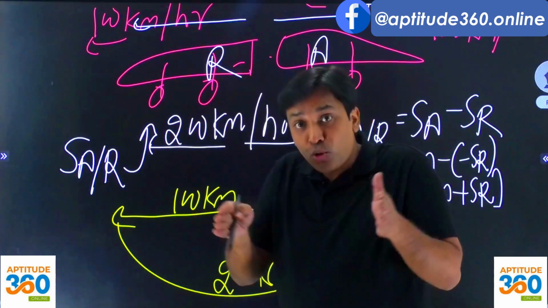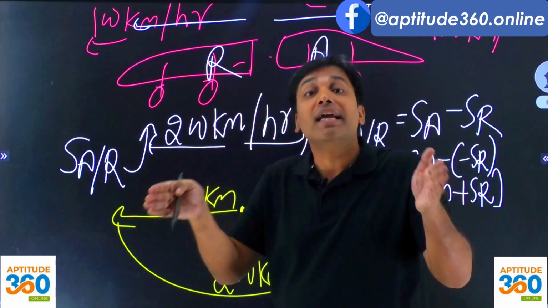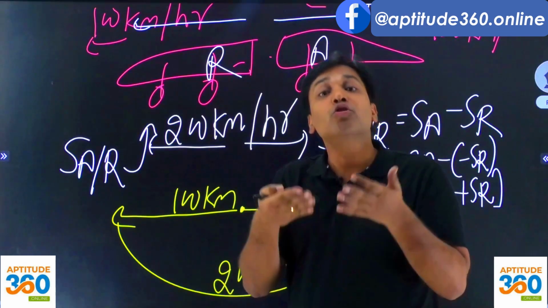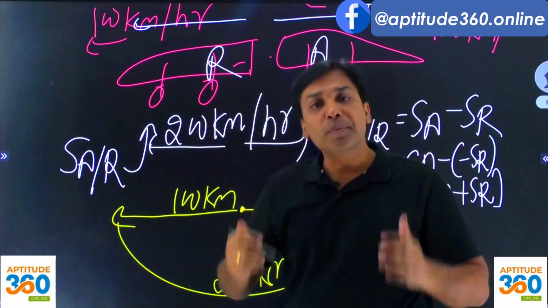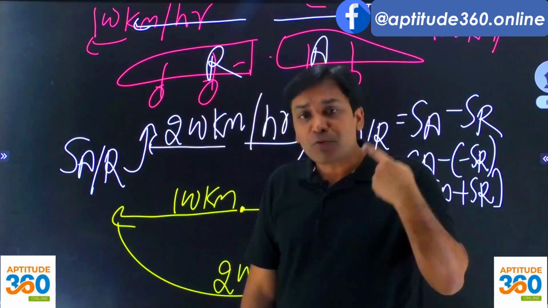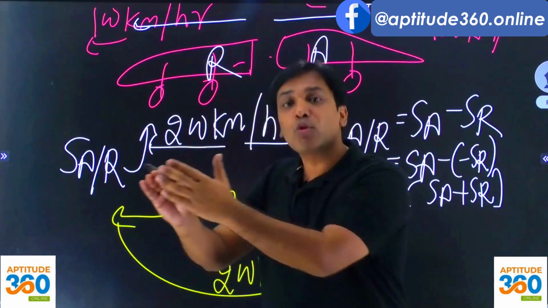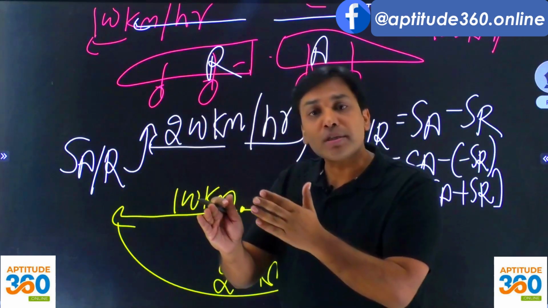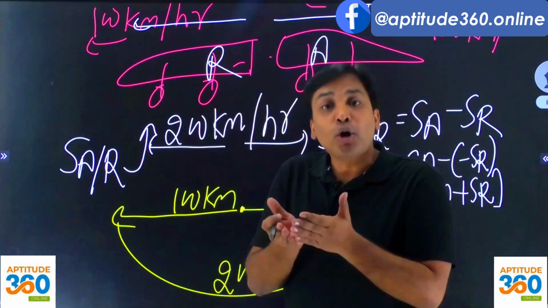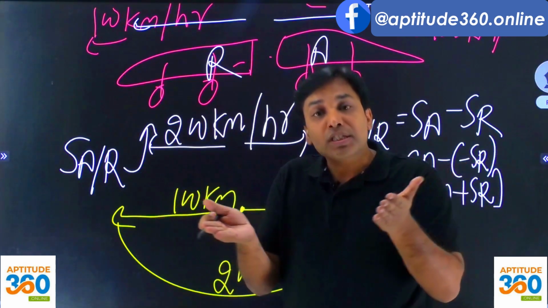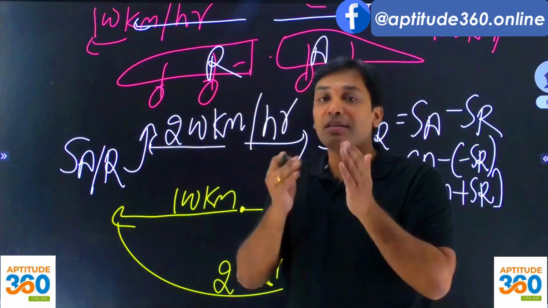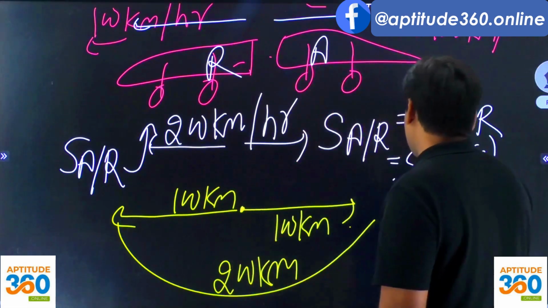If the gap is 200 kilometers in 1 hour, what is going to be the relative speed? It is 200 kilometers per hour, right? So what is that we are learning? We are learning two very important things. When bodies are moving in the similar direction, आपको subtract करना है। When bodies are moving in the opposite direction, what is that you should be doing? You need to add the speeds.